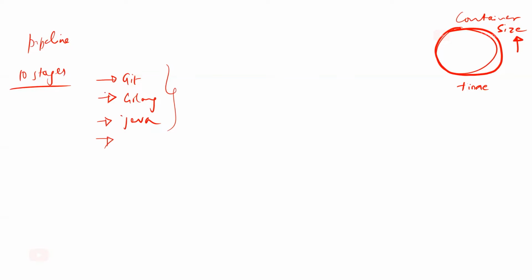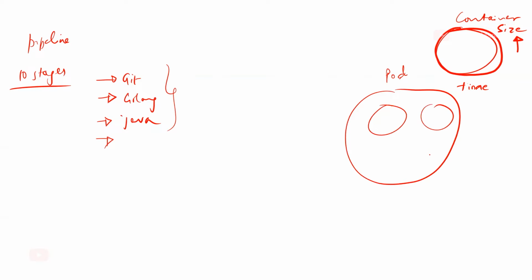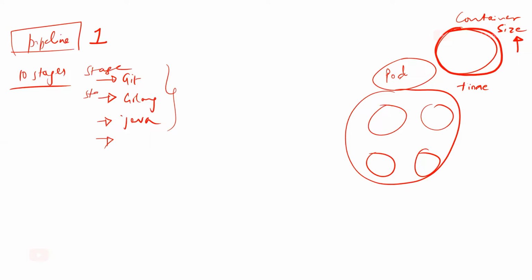Instead, what I can do is, instead of using containers, I'll create a pod for my job. Okay, so the advantage with the pod is I can have multiple containers in it. Okay, and my whole pipeline, the single pipeline, can now run entirely in this pod. And the other advantage is I can decide which stage has to run in which container.